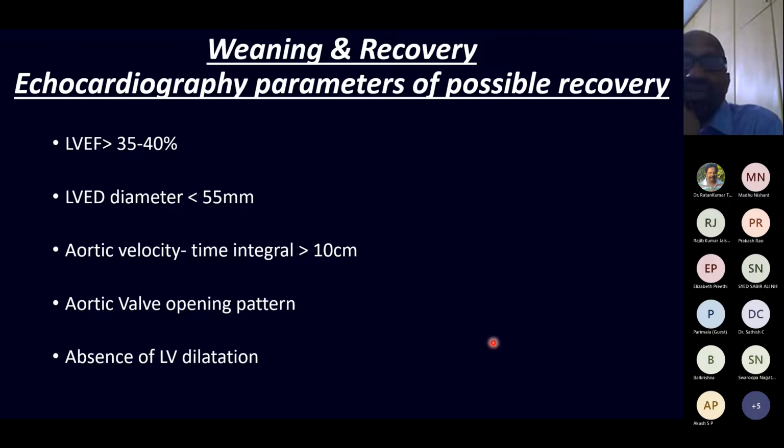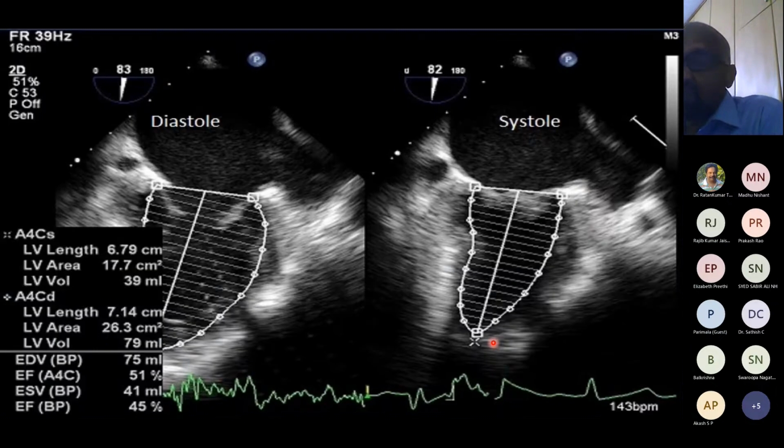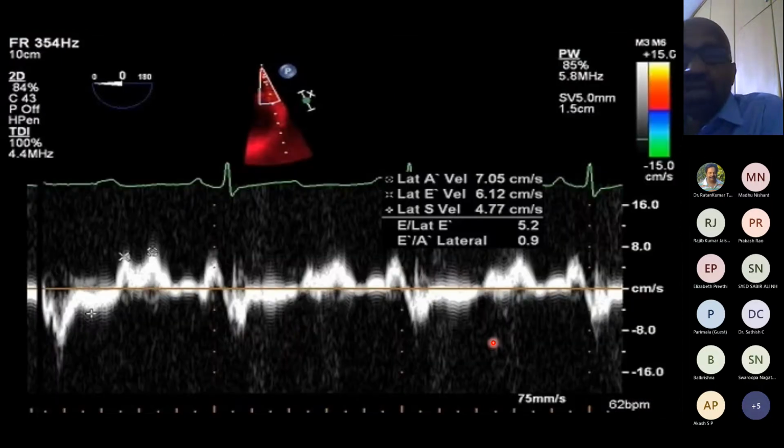Coming to weaning, once there is recovery of the cardiac functions in VA ECMO, if the LVEF is 25% or more, and the aortic VTI or the LVOT VTI is equal to or more than 10 centimeters, and the S prime is greater than 6 centimeters per second, and there is in general improvement and absence of lactic acidosis or improvement in the lactic acidosis, we might think of weaning these patients.